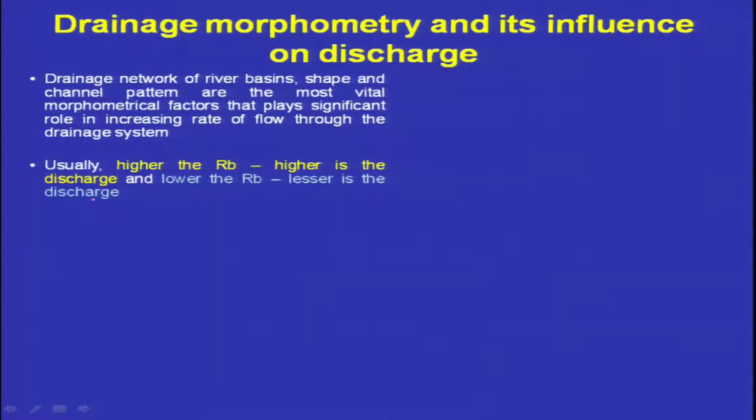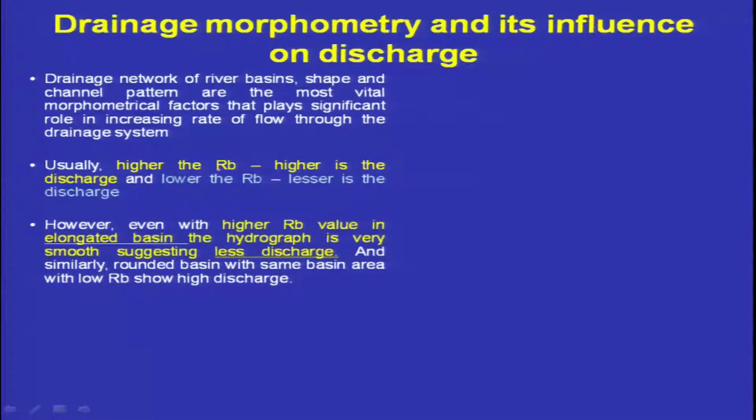Okay. But as I told, the discharge will depend on the shape of the basin, the distance is also very important, and the runoff in the region, that is the lithology, will also play an important role. So drainage network, river basin shape and channel pattern are the most vital morphometric factors that play a significant role in increasing the rate of flow through the drainage system. Okay. So, with this understanding, let us see one example of what exactly happens.